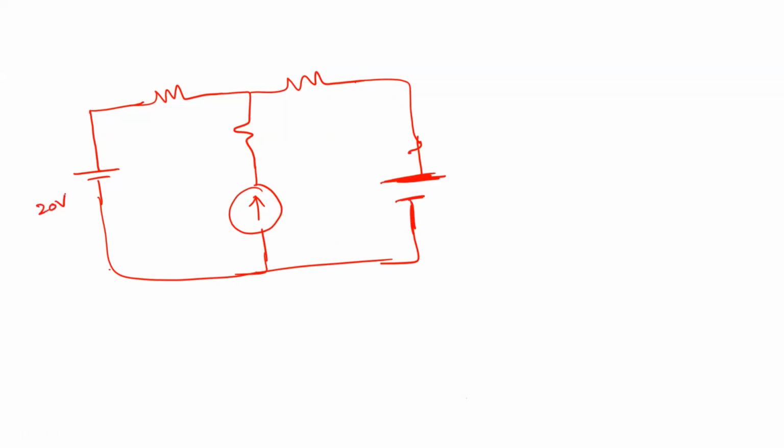Say this is 20 volts, this 10 ohm, 20 ohm, this is 30 ohm, this is 50 volts, and this is 10 amperes. The procedure is the same. How many loops do we have? Three loops, two meshes. This is I1 and this is I2.